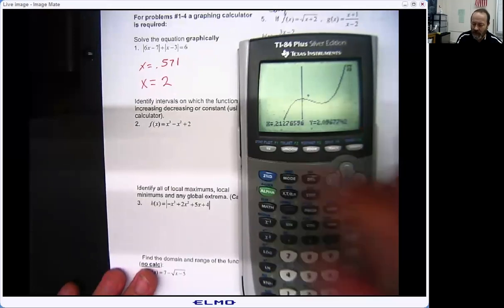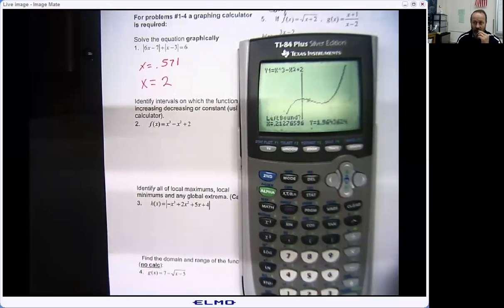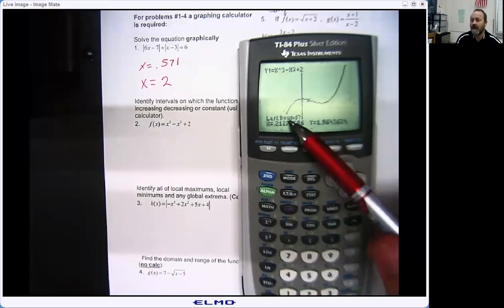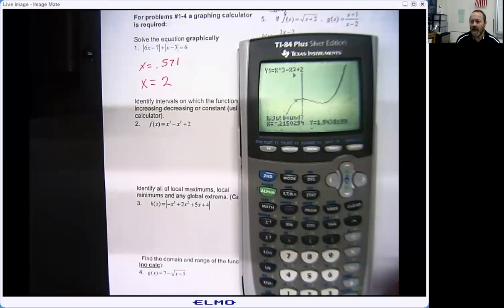So I'm going to calculate again, and what I'm interested in is number 4, the maximum. It's telling me to move to the left of the maximum, so I'm going to move over to the left and hit enter. Now it's saying, can you please move to the right?